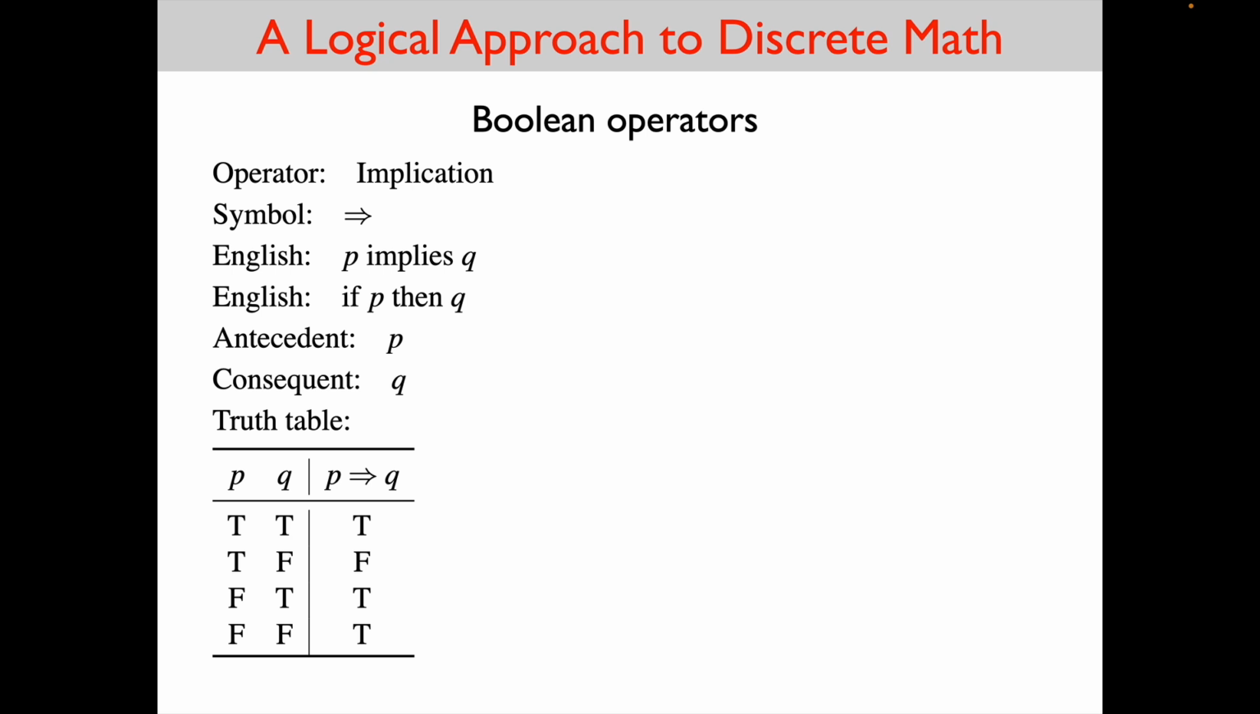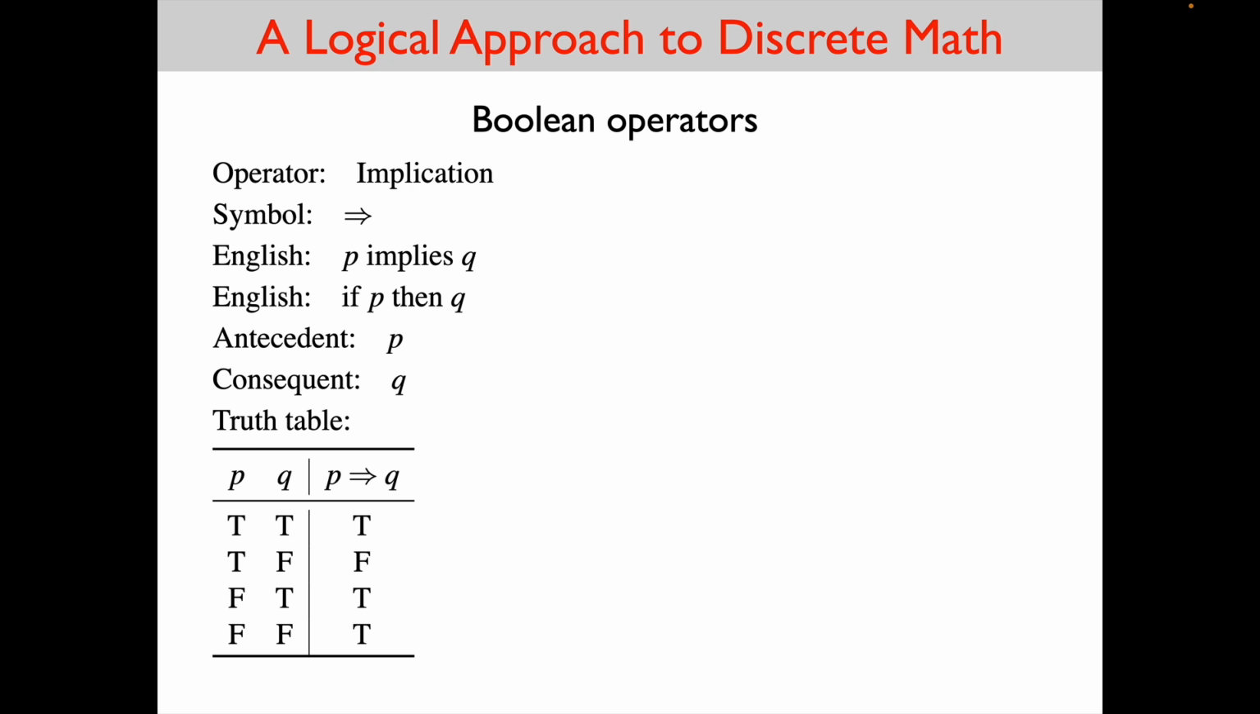Now, the P and the Q have different names depending on what side of the arrow they are on. With implication, P is called the antecedent and Q is called the consequent. This is just logic jargon that we have to learn. We have to learn the vocabulary for logic. So P is called the antecedent and Q is called the consequent.